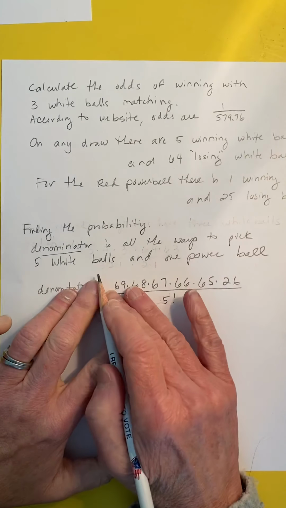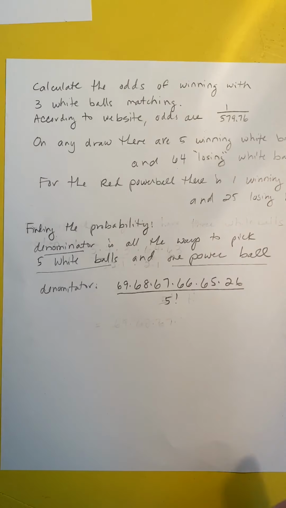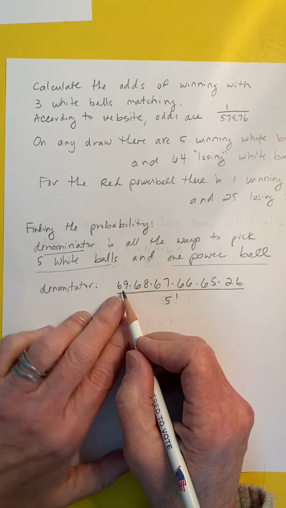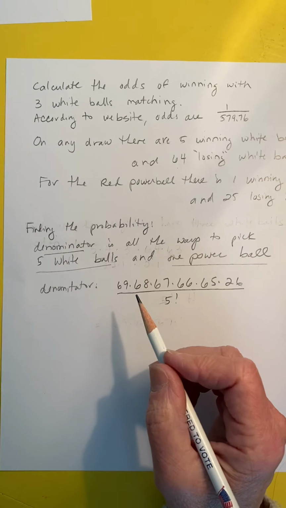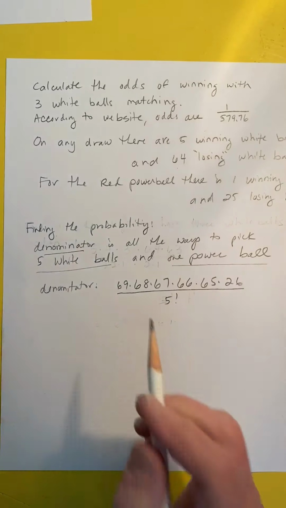It's all the ways to pick 5 white balls and 1 Powerball. We don't care about which ones are the winning. We're just saying all the ways to have 5 different numbers picked from 1 to 69 and 1 Powerball from 1 to 26. So this is the way you want to think about it. When you pick the first one, there are 69 choices. We don't care about whether it's a winning one or a losing one. There's 69 choices. So that 69 represents all the possible first choices.